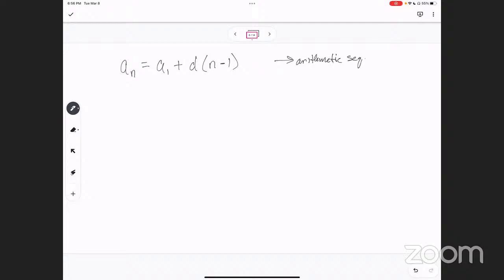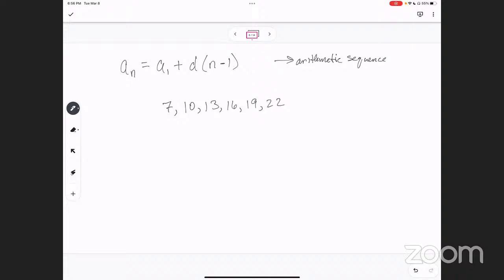So that has a common difference. For instance, an arithmetic sequence could be like 7. Let's say the common difference is 3. It'd be 7, 10, 13, 16. Say I'm adding 3 each time. 19, 22. That would be an arithmetic sequence.